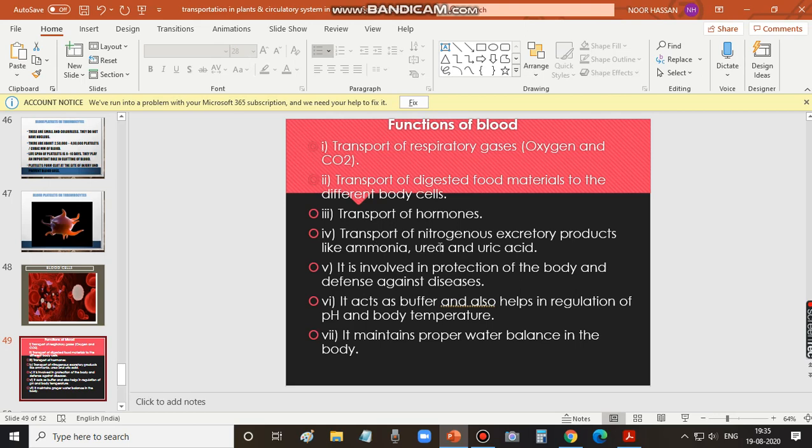After the excretory products are separated, they are taken through blood for the purpose of removing these nitrogenous wastes. Blood transports these nitrogenous wastes to the excretory organs, from where the excretory products are removed. It is involved in protection of the body and defense against diseases. This is what we discussed. Because of the presence of WBCs, it has the function of protecting the body against diseases. It acts as a buffer and also helps in regulation of pH and body temperature.